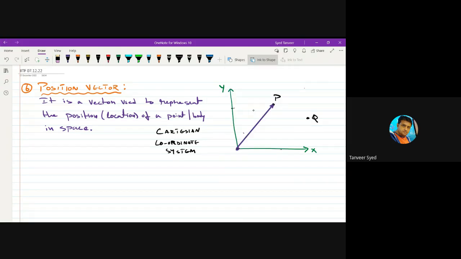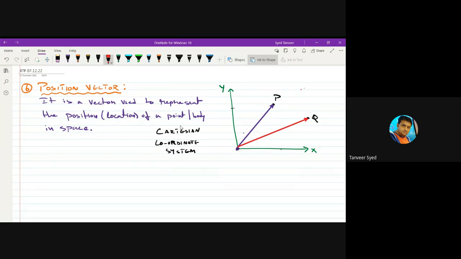Position vector of point Q will be this. Magnitude of that vector gives you distance. Angle made by that vector with x-axis gives you the direction. So it is a position vector.